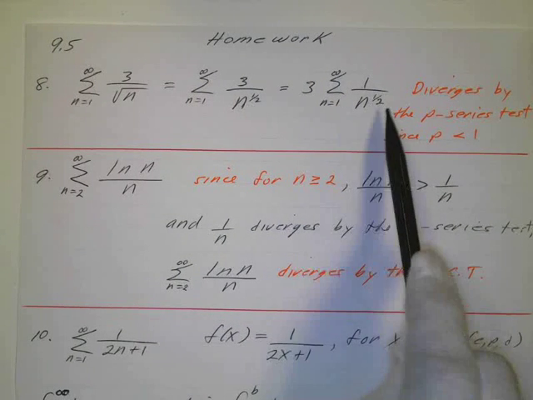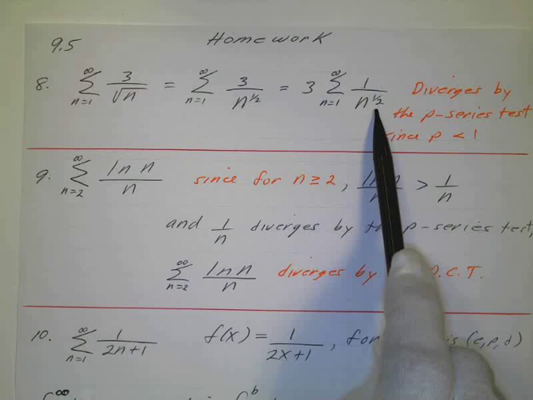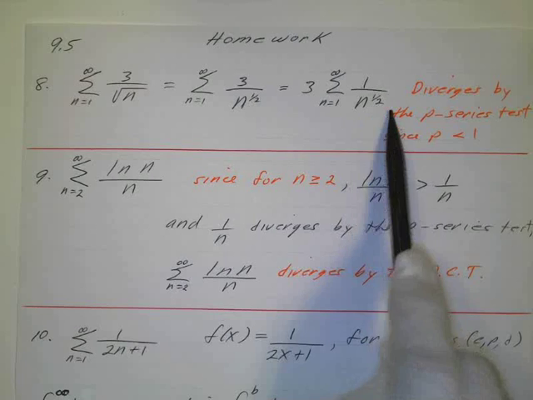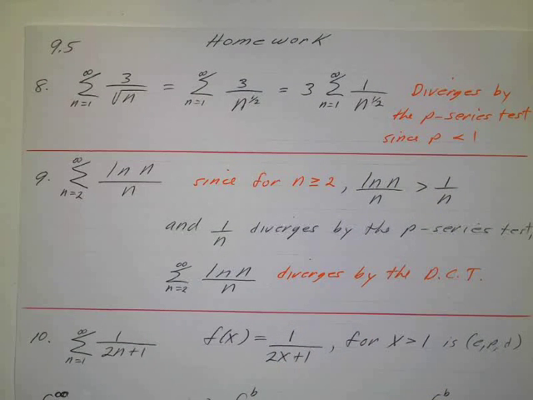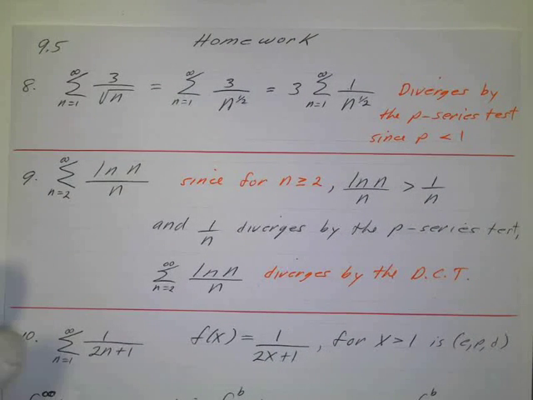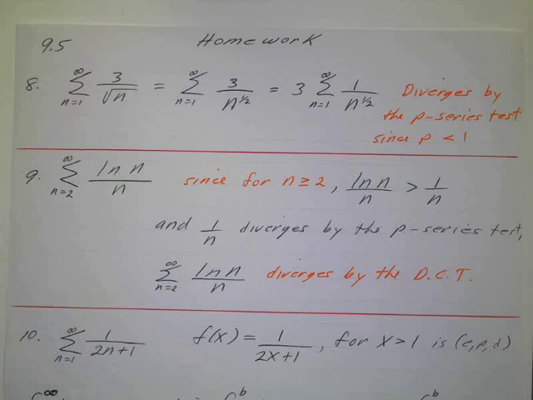And this diverges by the p-series test because the exponent there is less than or equal to 1. It's got to be greater than 1 for it to converge. So that's easy. It diverges by the p-series test since p is less than 1. Okay, hope those help.